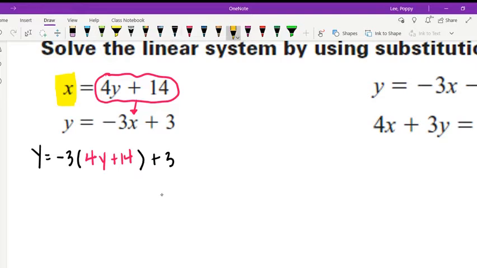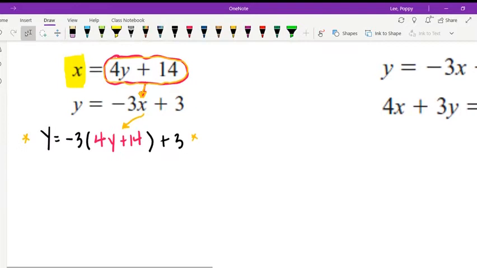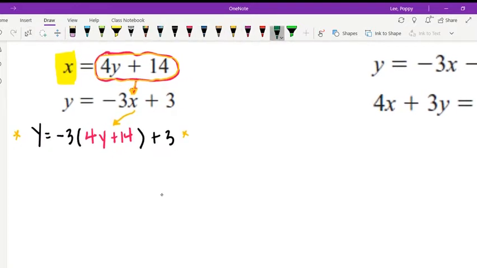So again, all I did from the first equation is x equals 4y plus 14. So whenever I see an x in the other equation, I'm going to plug in 4y plus 14. Now, if you'll notice in this problem, I only have one variable. The only variable we have right now is y. So we can absolutely take the time and solve for y. And that's what we're going to do.